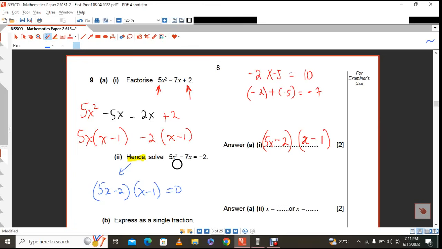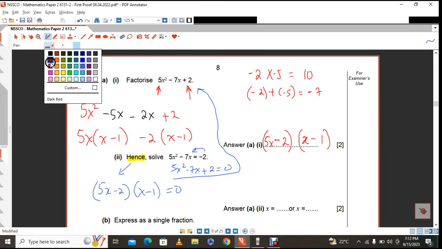In fact, if you were to look here, you say 5x squared minus 7x, and if you bring that minus 2 over, it becomes plus 2 equals 0. Can you see that the left side of this equation is exactly the same? So 5x squared minus 7x plus 2 equals (5x minus 2)(x minus 1). So it's already in its factored form.